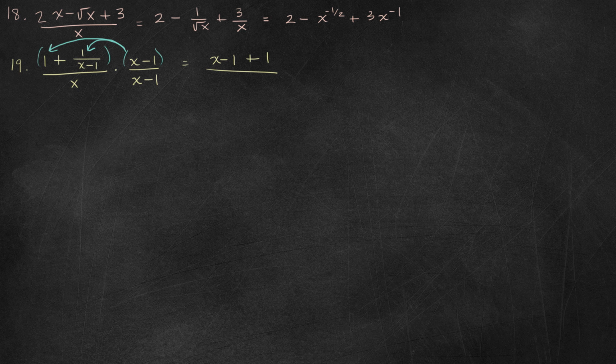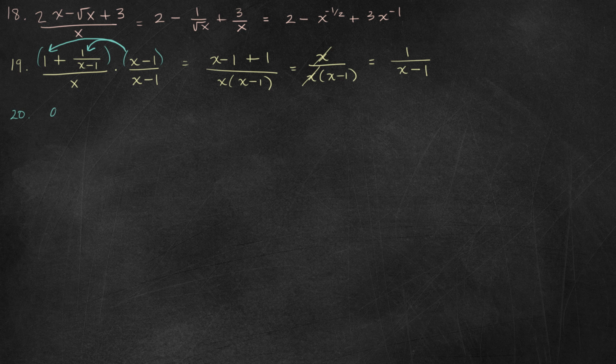In the denominator, when I multiply, I have x times x minus 1. So combining like terms in the numerator, now I have x over x times x minus 1. The x's cancel out, that's a common factor. And my final answer will be 1 over x minus 1.